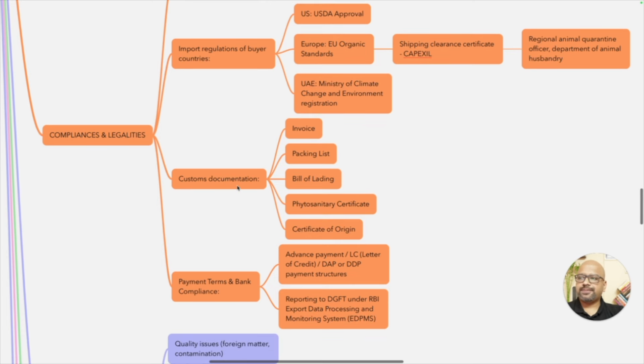Then come the customs documents: invoices, packing list, bill of lading, or airway bill if you are shipping by air, and then the phytosanitary certificate. A certificate of origin from the Chamber of Commerce should be good enough.